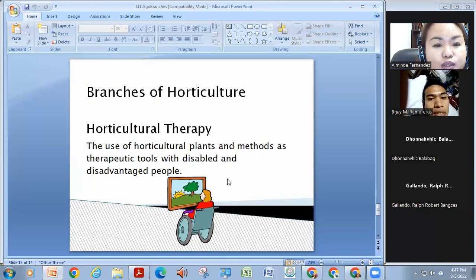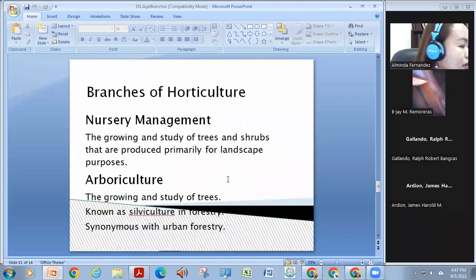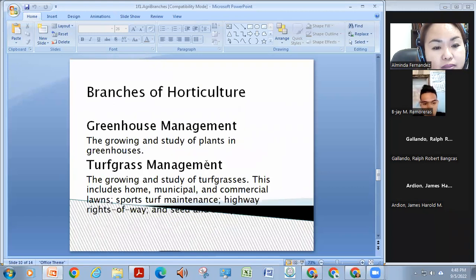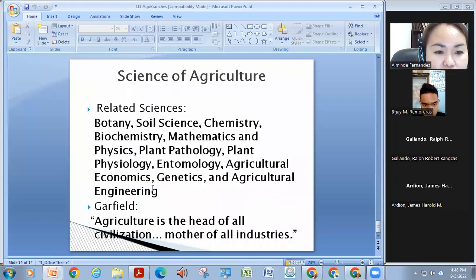Okay, so those are the different branches of horticulture. Again, horticultural therapy, interiorscaping and landscape horticulture, nursery management, arboriculture, greenhouse management, turf grass management, and we have the main ones: olericulture, pomology, viticulture, and floriculture. So that's it, as an introduction.